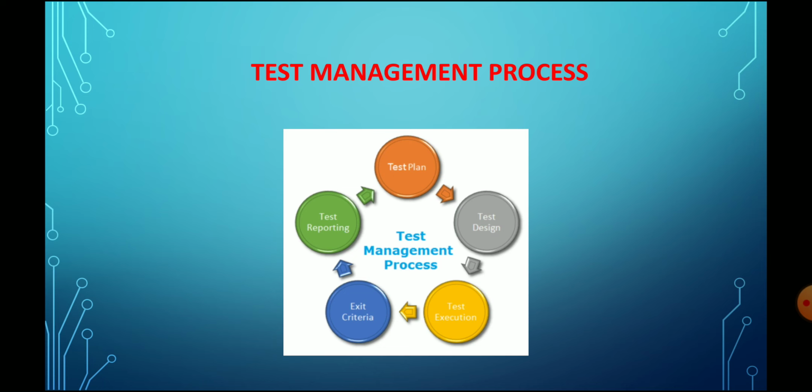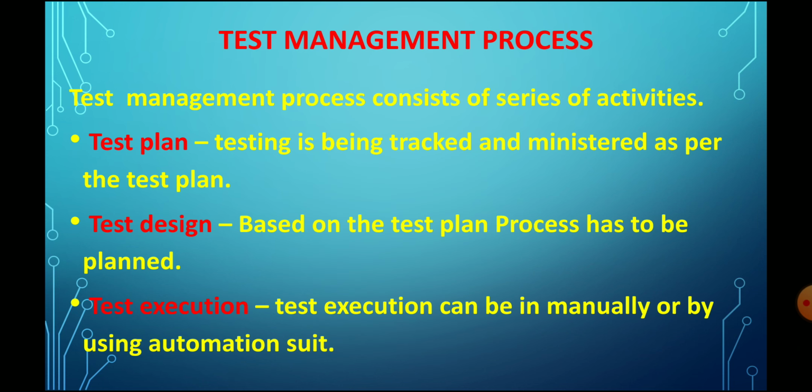Next, this is the diagram for the test management process. There we have 5 activities: test plan, test design, test execution, test exit criteria, and test reporting. The test management process consists of a series of activities. First of all, we have the test plan. As we discussed earlier, testing is tracked and administered as per the test plan.